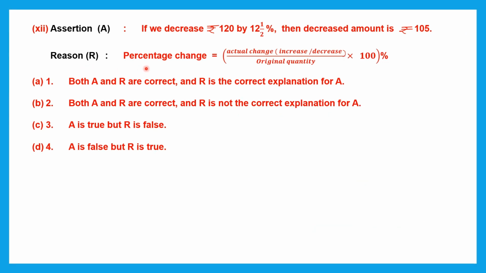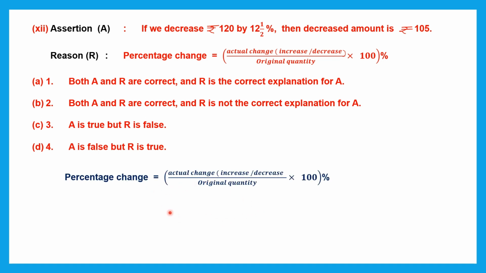Okay, reason R states the percentage change is the actual change, it can be increase or decrease, divided by the original quantity into 100 percentage of that. So percentage change is 12 1 by 2. Here we have to calculate this much and see whether we get 12 1 by 2. So what is the actual change? It has changed from 120 rupees to 105 rupees. That means there has been a decrease by 15 rupees. So let's calculate that. So the actual change is 15 rupees by the original quantity, which was 120. Now we multiply this by 100 percentage.